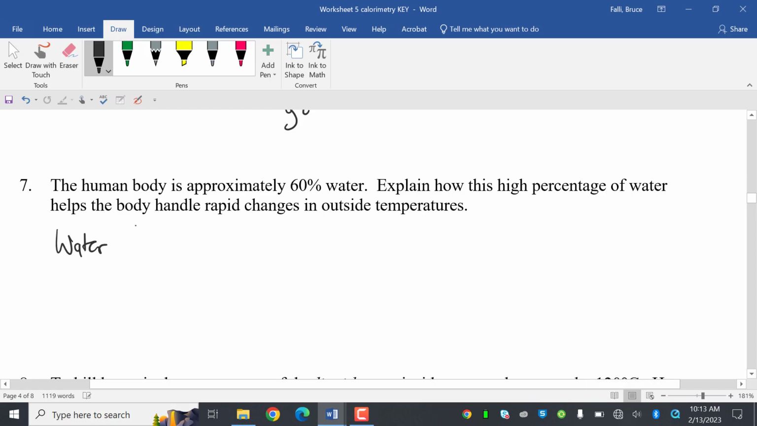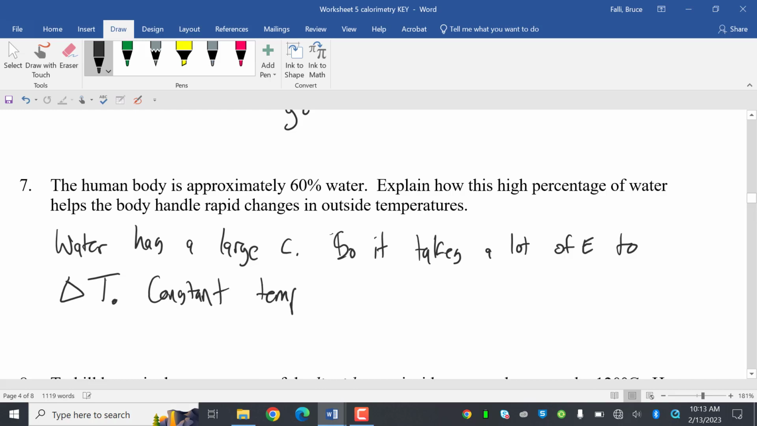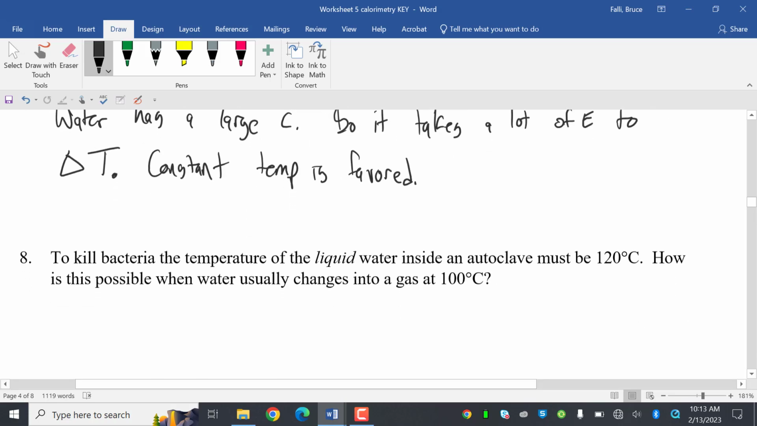Water has a large specific heat, so it takes a lot of energy to change the temperature. Constant temperature is favored. So, if your temperature changes to like 100 degrees, your blood will boil and all this other stuff. So you get the idea.